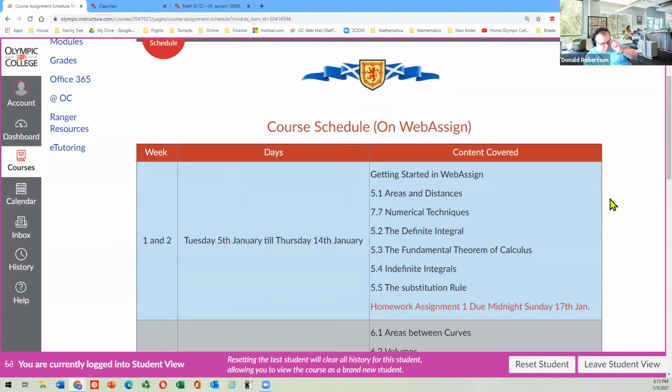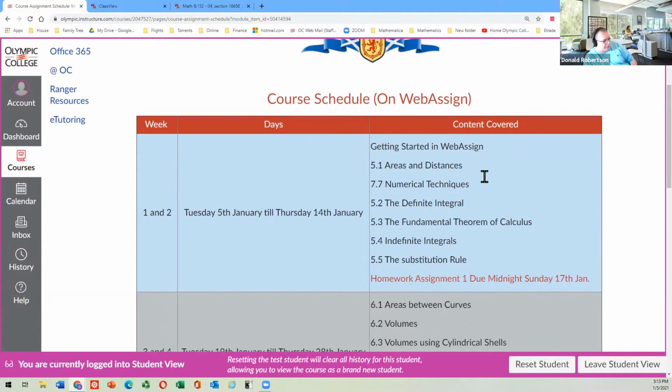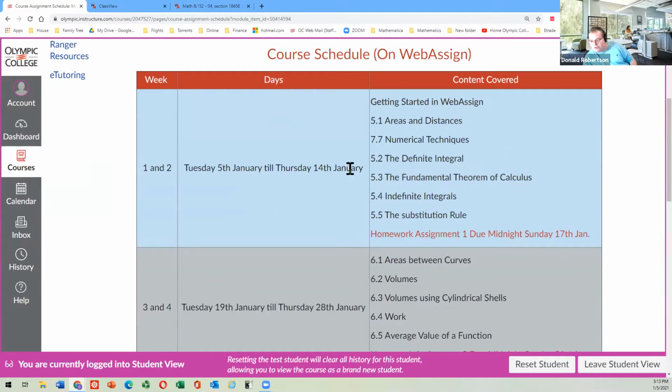If you've had me before, this is pretty much what you'd expect from me. We break things into 2-week chunks. Section 5.1 to 5.5, basically chapter 5 with this funny little guy called 7.7, is going to be done in the first 2 weeks. And all the homework assignments, which are all on WebAssign, need to be done by midnight on Sunday the 17th. Do not wait to Saturday the 16th and try and do them.